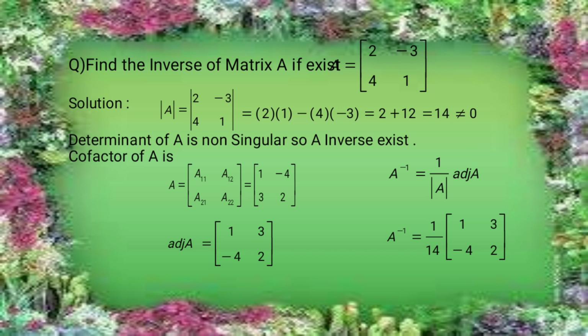Now the formula to find out the A inverse is 1 upon determinant of A into adjoint of A. So substitute the values. Determinant of A is 14 and adjoint of A is this matrix. So A inverse is equal to 1 upon 14 into the adjoint of the given matrix. So this is the way to find out the inverse of a given matrix.